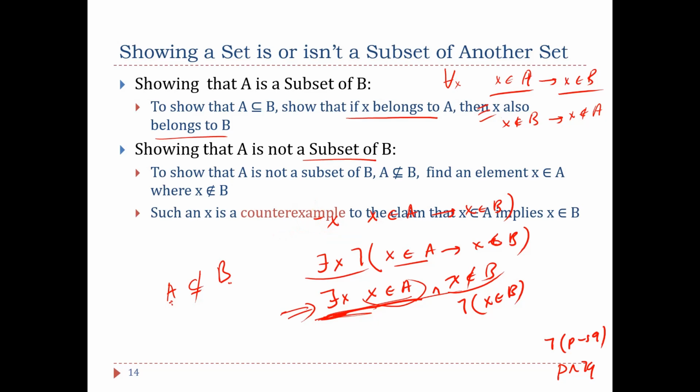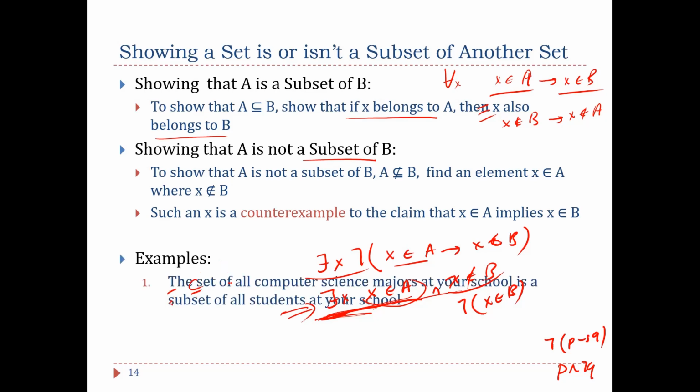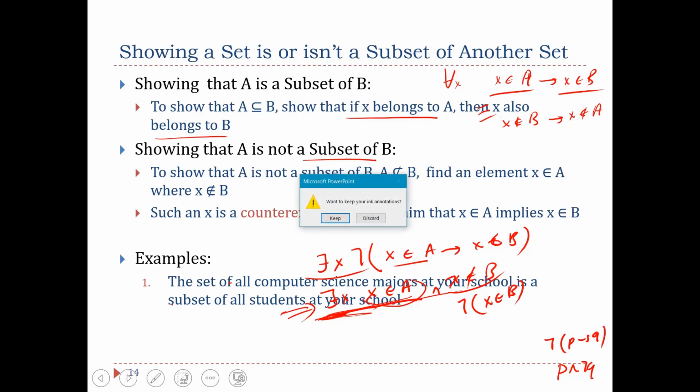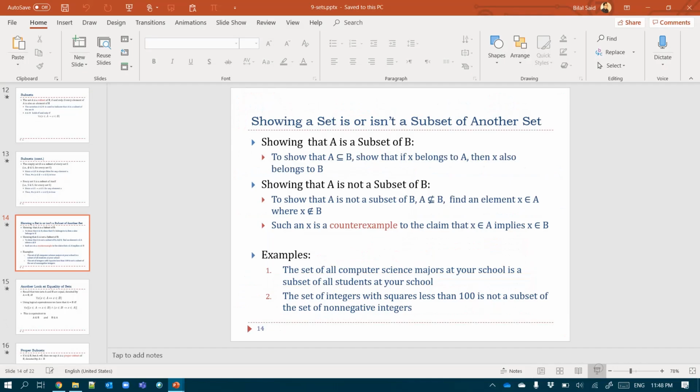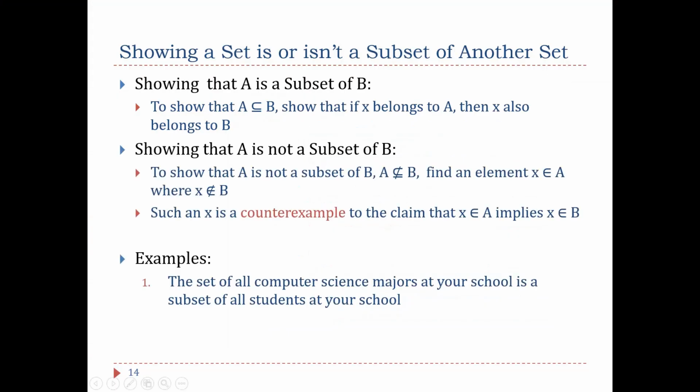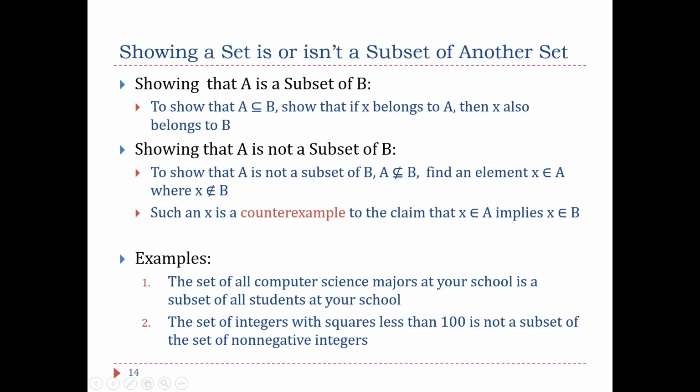So in this case, as we said in the part related to proofs, we would be providing a counterexample to claim that X belongs to B implies X belongs to A. Let me discard these annotations and jump to this part here. So example: the set of all computer science majors at your school is a subset of all students at your school. And the set of integers with squares less than 100 is not a subset of the set of non-negative integers. Okay.